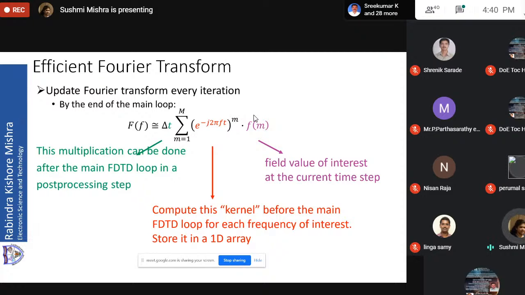If I do that, that calculation will be repeated. So before the FDTD loop, find out what is delta t, find out what is the kernel value, and keep them in a 1D array. Then within the FDTD loop, because you are going to use fm, you have obtained it from the FDTD loop already. So bring it in and put it in this.